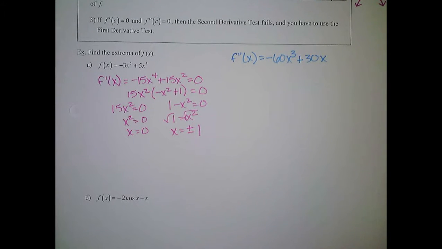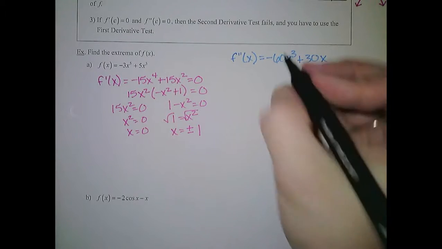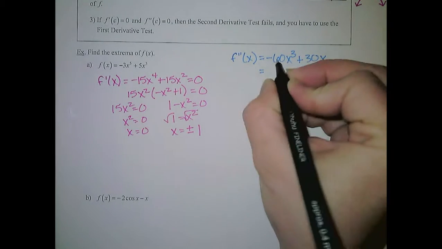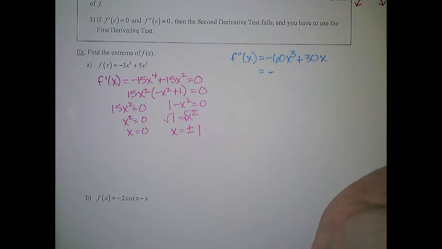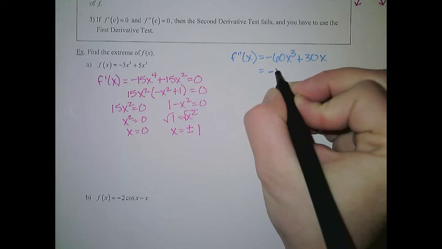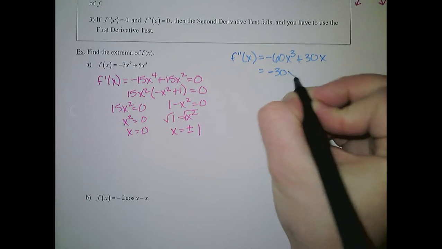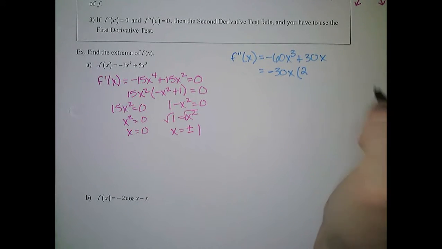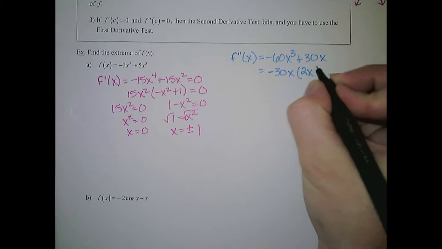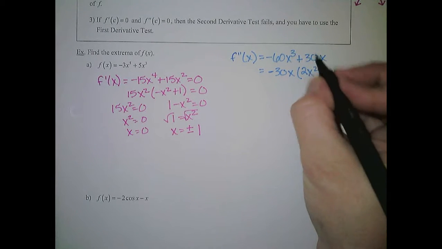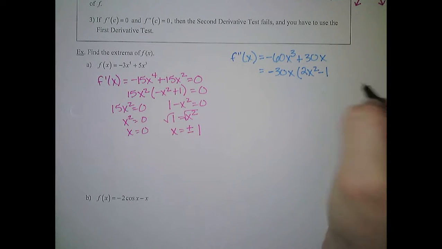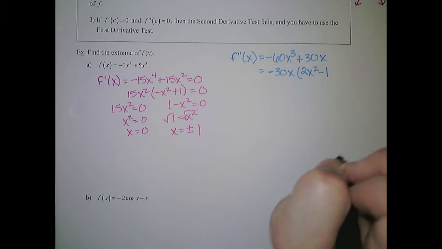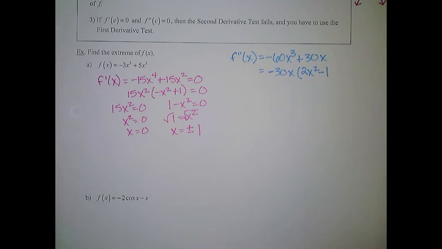And we don't necessarily have to factor this, but it might make it a little bit easier. I'm going to go ahead and factor out the negative just so that my leading coefficient is positive. They both have a factor of 30, and they both have a factor of x. So if I divide this by negative 30, I get 2. If I divide that by x, I have x squared. And if I divide this by negative 30, I'm going to get negative 1. If I divide by x, then the x's will cancel out.